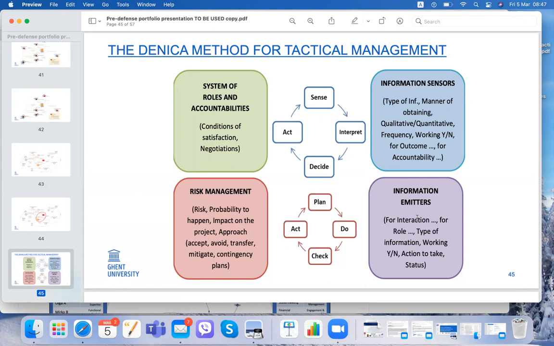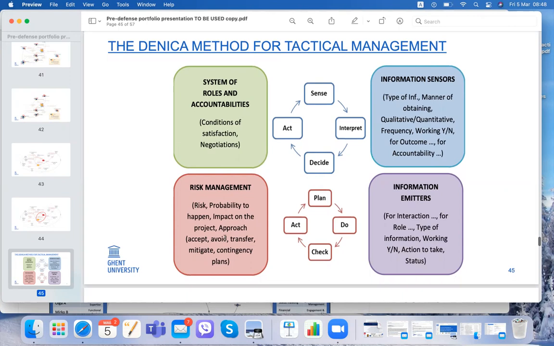Information emitters, those are for what we need to know that would not be told to us, more specific, more delicate information. And several aspects of these indicators, whether they are for which interaction or role, what is the type of the information, whether it's working, and what action we want to take. And the risk aspect is the risk, the probability to happen, the impact on the project, and what do we do as risk management approach? Accept it, avoid it, transfer, mitigate, or do some contingency planning.